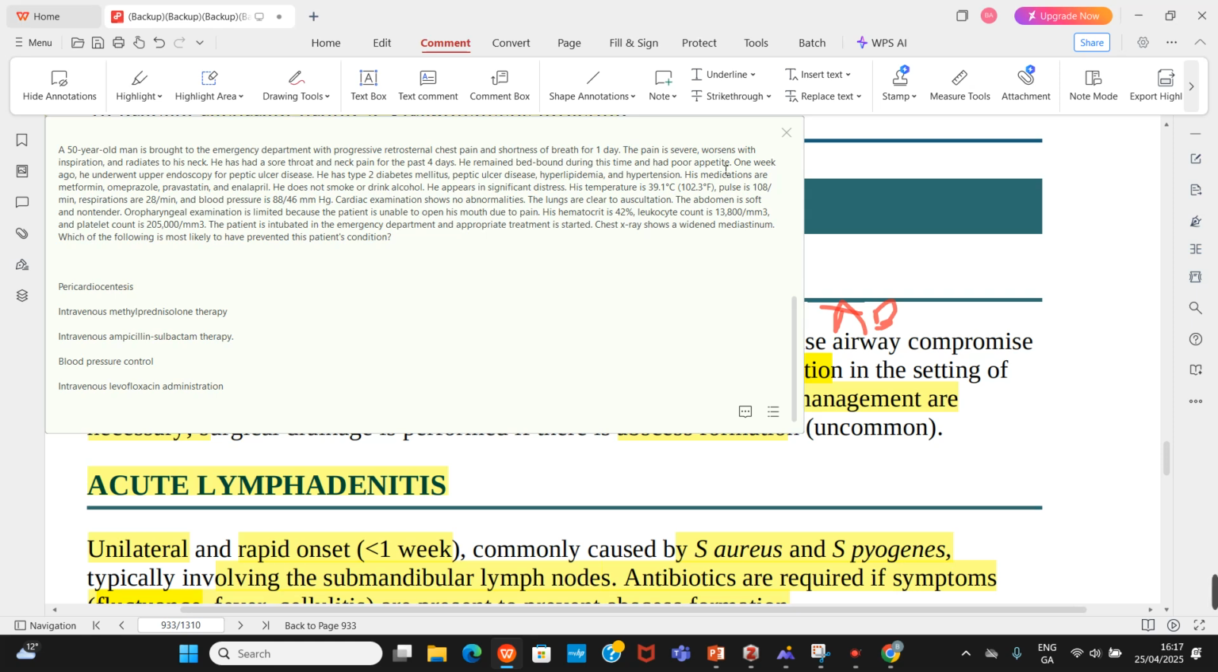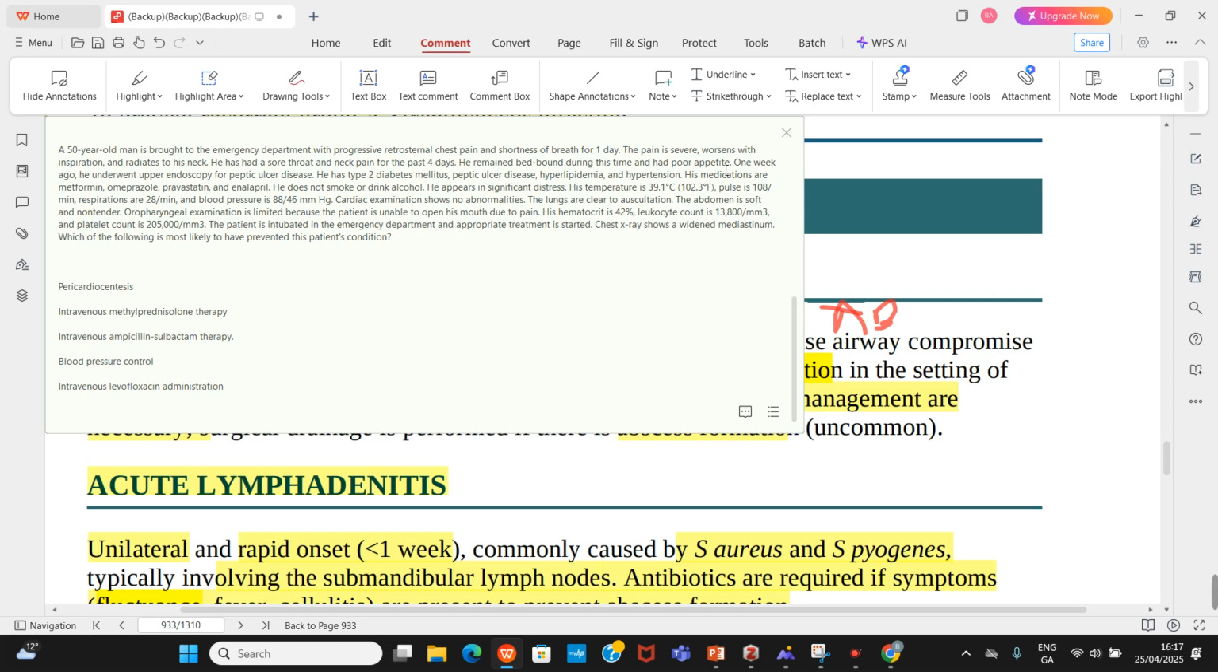He had type 2 DM and PUD. Temperature is 39.1, pulse is 108, blood pressure is 88. Lungs are clear to auscultation, abdomen is soft. Oropharyngeal examination is limited because the patient is unable to open his mouth due to pain.